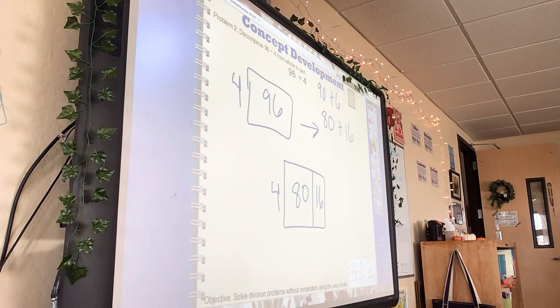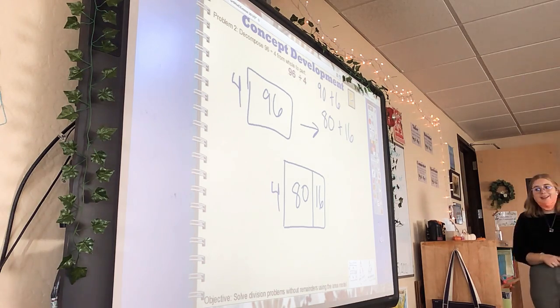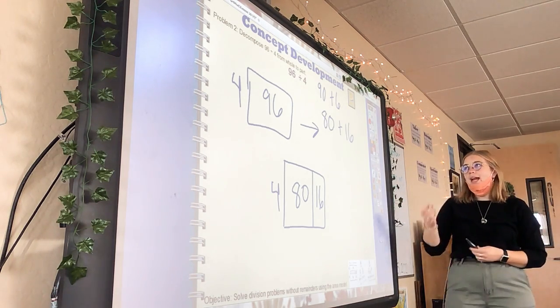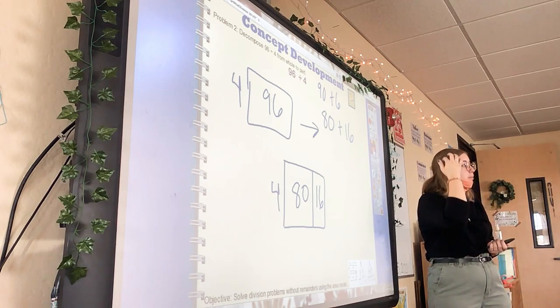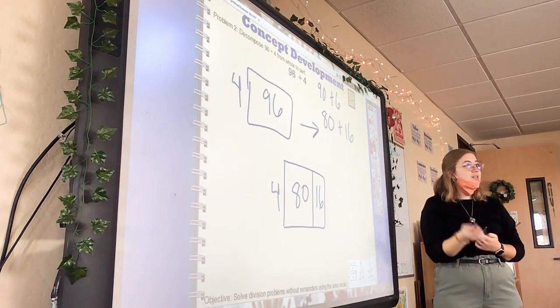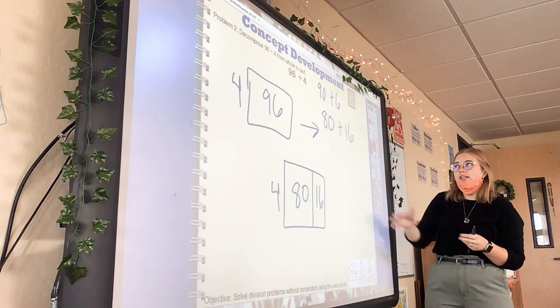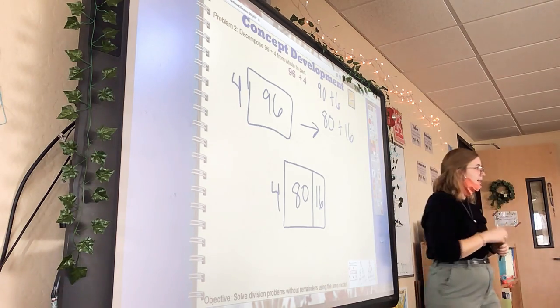Does everybody see what I did? Okay. So you're going to have to get creative today. You're going to have to think about, okay, I know 90 is not divisible by 4, but 80 is, so I can redistribute some values over to the ones place and things like that.